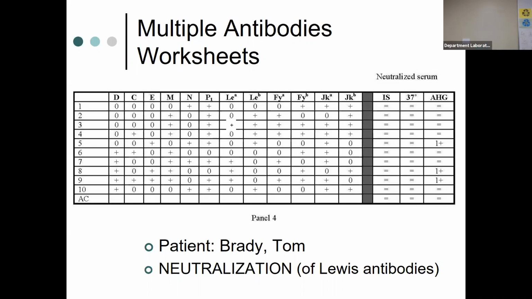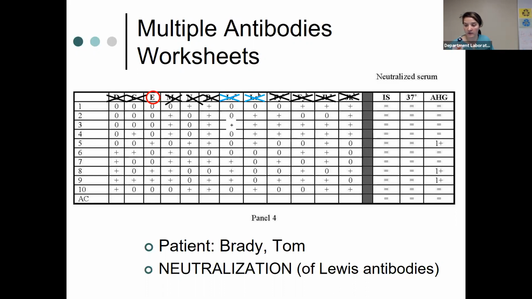Okay, so after Lewis neutralization, do we still have some remaining reactions? So there's definitely another antibody there other than our Lewis. Okay, so if you did crossing off on that one. Oh, see, so Duffy A is ruled out, JKB is ruled out. We still have anti-E reacting though, all right?